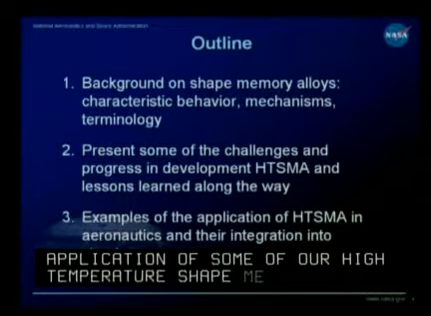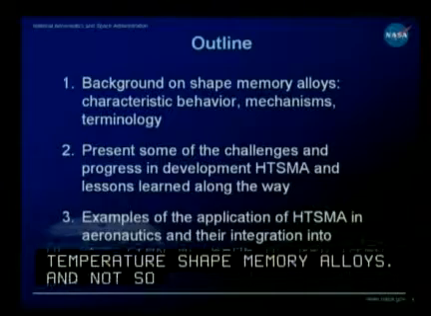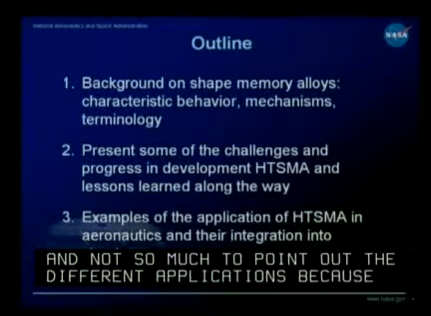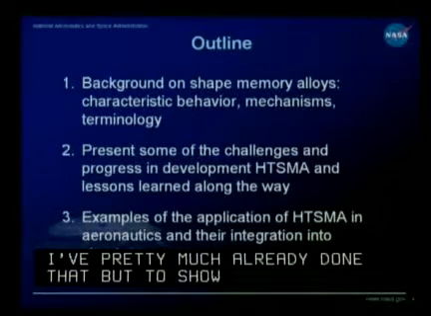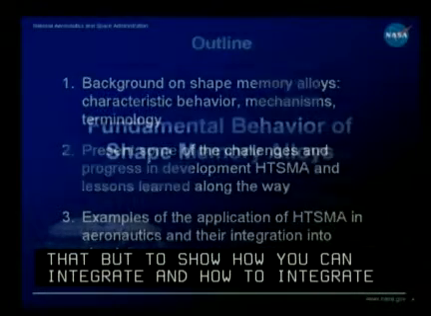and not so much as to point out the different applications, because I've pretty much already done that, but to show how you can integrate and what it takes to integrate these materials into various components. So if I could have the next slide, please.